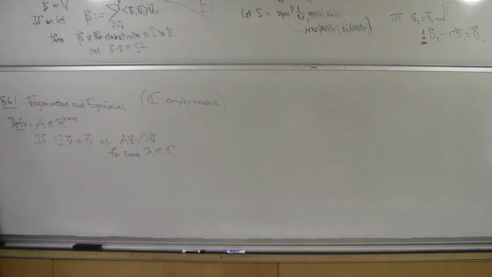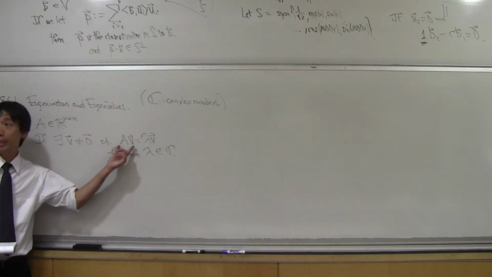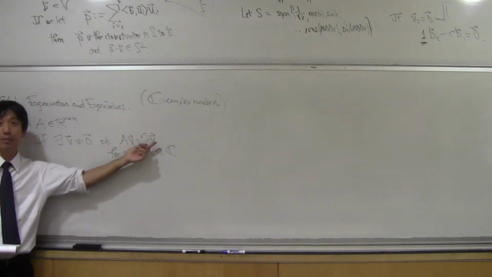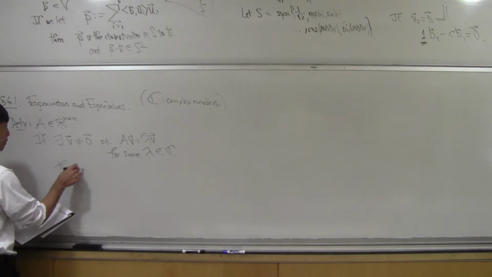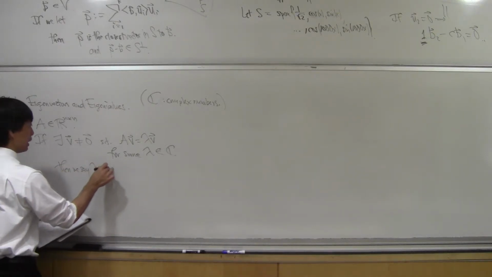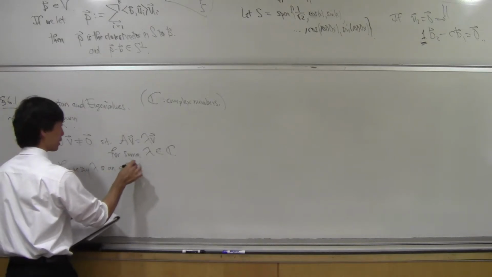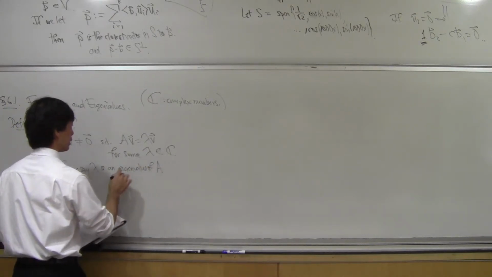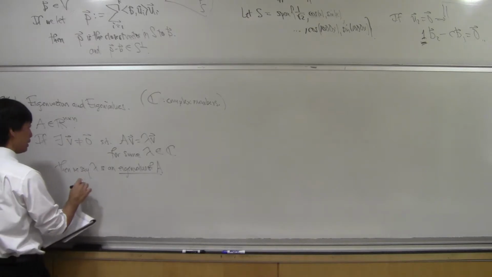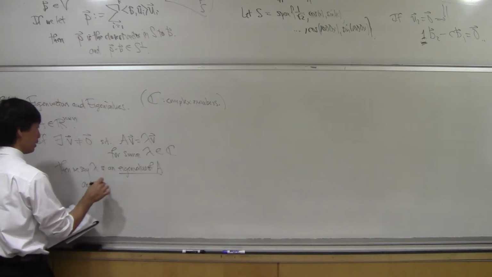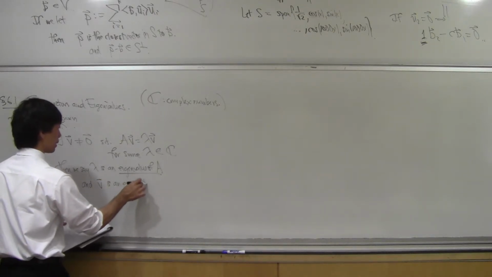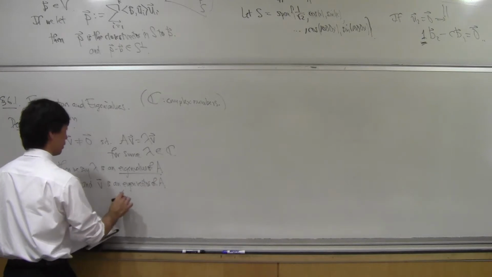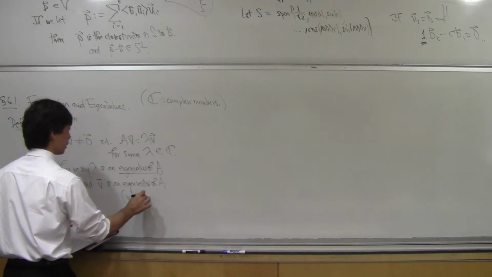If there exists a vector such that when you hit it with the matrix, it just gets scaled by a scalar, then we say lambda is an eigenvalue of A, and that v is an eigenvector of A with eigenvalue lambda.